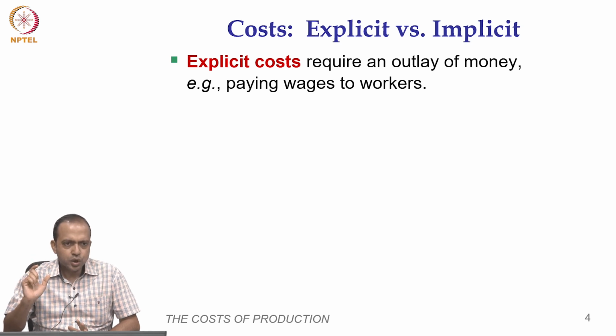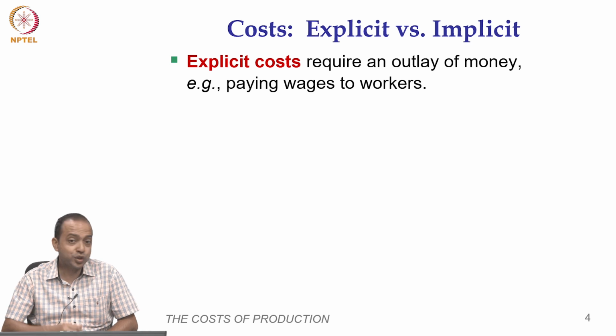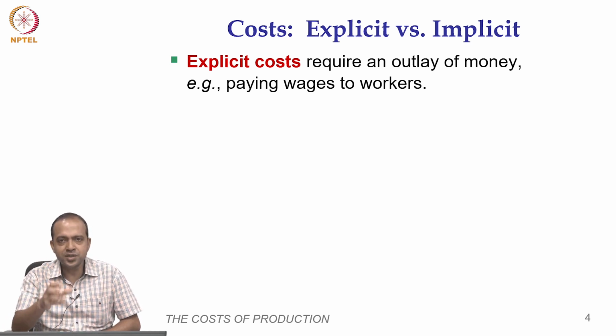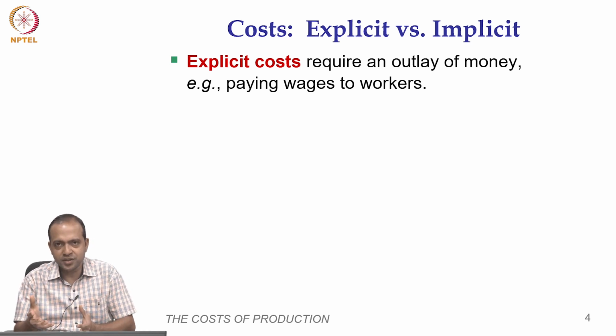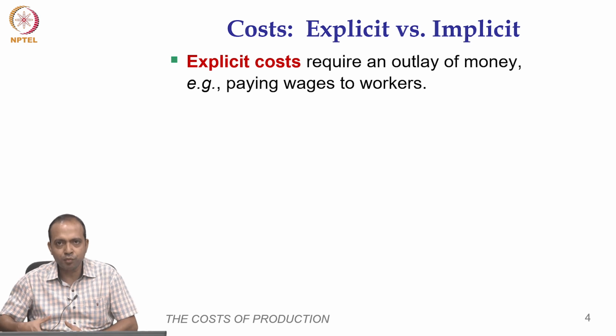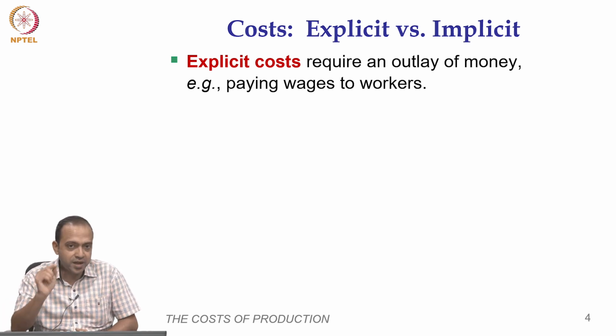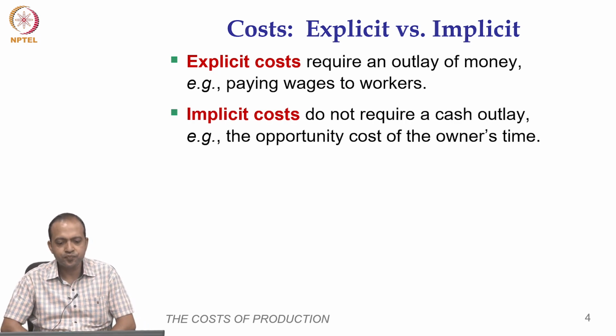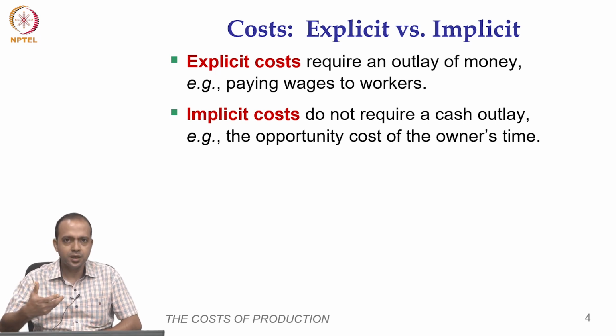But suppose in the process of production, I am using my own time, and time also has some value, because in that same time I could have worked for someone else's firm and earned a salary. So, I am sacrificing my own salary to conduct my business. My salary which I am sacrificing is not an explicit cost, because there is no outlay from my pocket, but I am sacrificing it. So, that is known as implicit cost. Implicit costs do not require any cash outlay. It is basically the opportunity cost of my time.